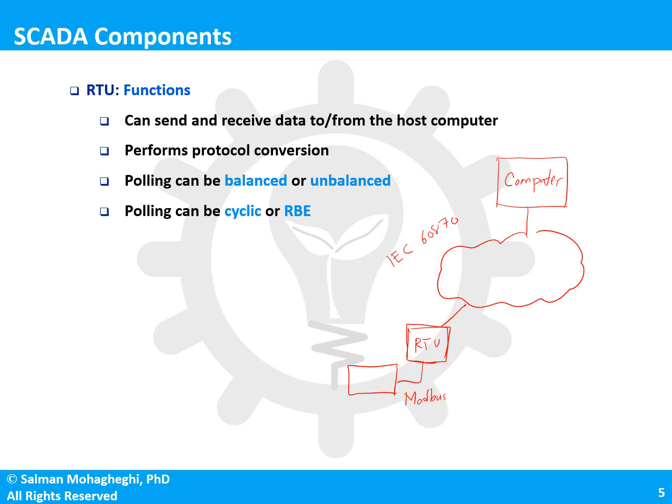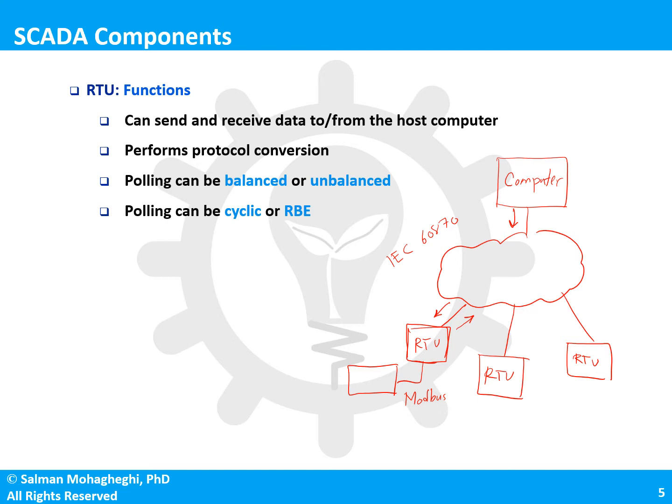Now these RTUs are typically polled by the host computer in order to report their data. Polling can be classified as balanced or unbalanced depending on which entity has the right to initiate it. In unbalanced polling, the entity that can initiate communication is always the host computer. So the host computer sends a polling message to the RTU, to which the RTU will respond with its data.